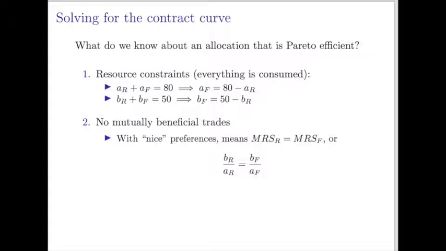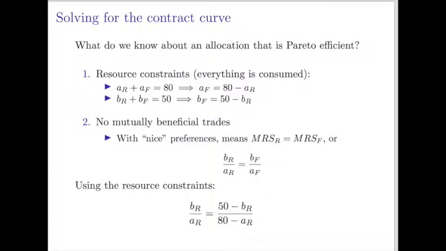So given the preferences we have, the marginal rate of substitution is just minus BR over AR for Rob, minus BF over AF for Friday. The negative signs cancel out. So we just have this nice equation that BR over AR equals BF over AF. Okay, so what we're going to do is substitute in these values for AF and BF into here. So BF is 50 minus BR, and AF is 80 minus AR. So we've got this equation.